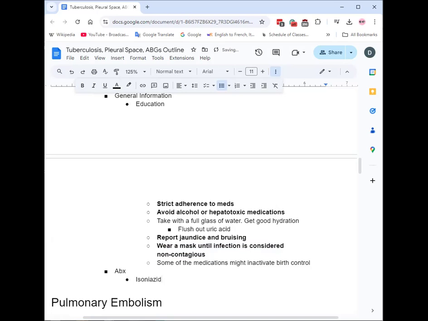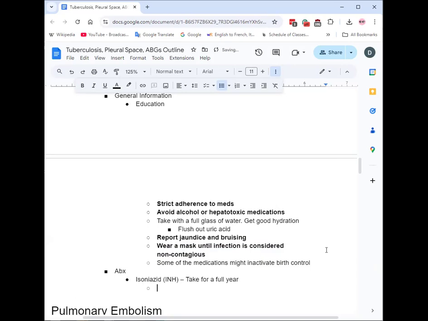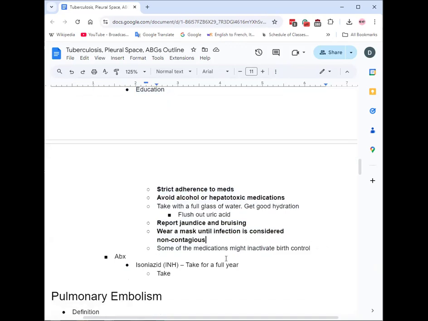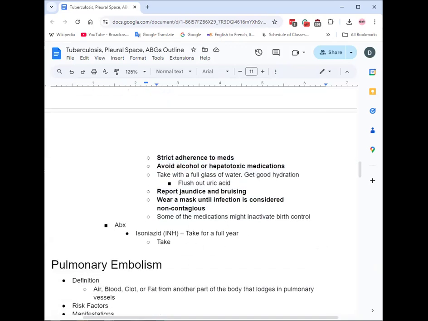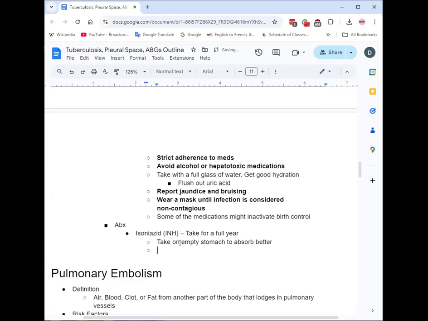Isoniazid, that's your INH, and that one is taken, I think, for a full year. Some of you in the comments already mentioned this. Right now this was just general stuff, because a lot of these can be broken down into general stuff, and then we'll go more specific. A lot of you already mentioned take on an empty stomach to absorb better. There's a risk of peripheral neuropathy, so it's good that you know these meds pretty well.